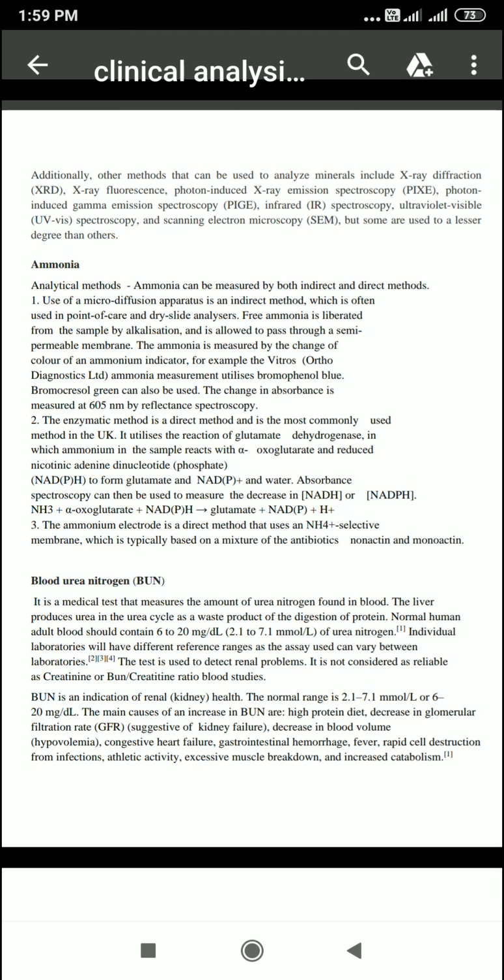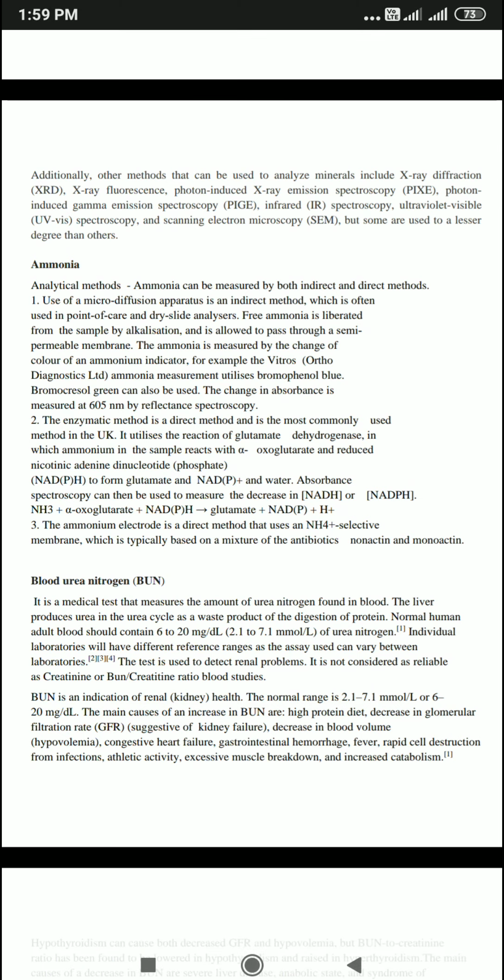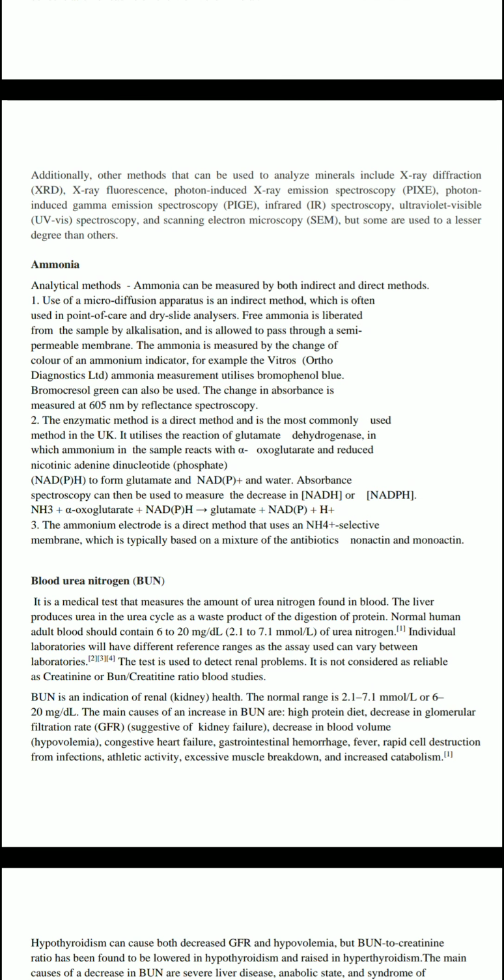The test is used to detect renal problems. It is not considered as reliable as creatinine or BUN creatinine ratio blood studies. BUN is an indication of renal health. The normal range is 2.1 to 7.1 mmol per liter or 6 to 20 milligrams per dL.